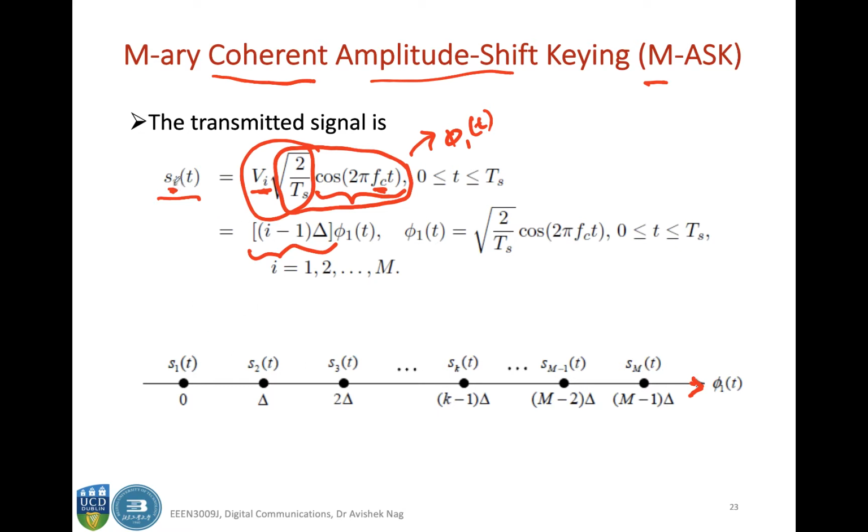For i equal to 1, if you put i equal to 1 here, it will be 0. So the first signal is 0. Then the second signal is at a distance delta from the first signal, because if you put i equal to 2 here, then your S2(t) is nothing but delta times phi 1(t). That means the phi 1 component of S2 is delta, and S2 doesn't have any phi 2 component, so the signal S2 is along the phi 1 axis. Similarly, S3 is twice delta, and so on until SM, which is (M minus 1) times delta. So these are the M signals all lying across the phi 1 axis, and this is an example of MRE ASK.